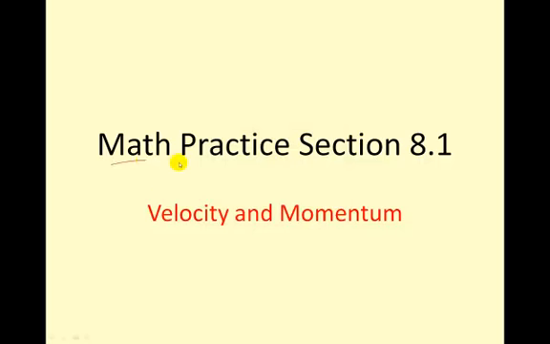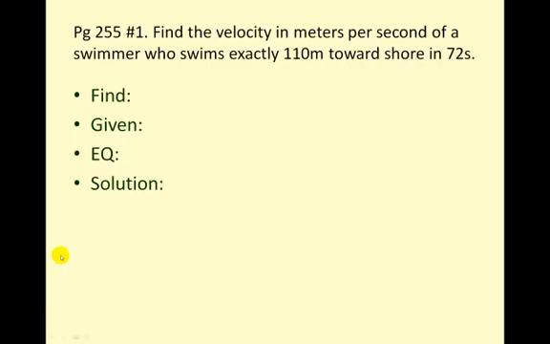Today we're going to do the math practice in section 8.1, which concerns velocity and momentum. In problem number 1 on page 255 of our textbook, Science Spectrum, we will need to find the velocity in meters per second of a swimmer who swims exactly 110 meters toward the shore in 72 seconds.